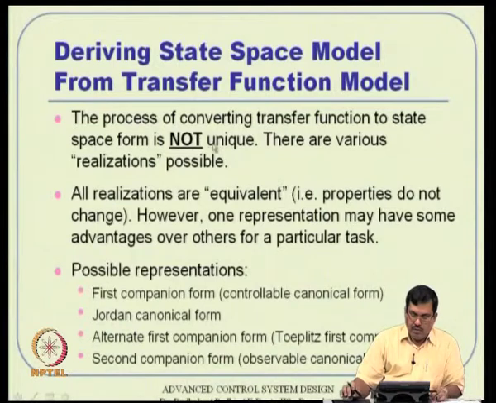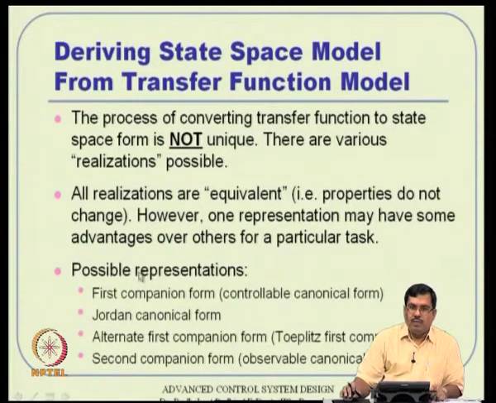We also made the point that converting the transfer function to state space is not unique, whereas the reverse is very unique. There are various realizations possible, and all realizations are equivalent, that means the basic properties do not change. However, one representation may have some advantage over another for a particular task. A lot of research went into that in the 50s and 60s: how do you get good realizations?